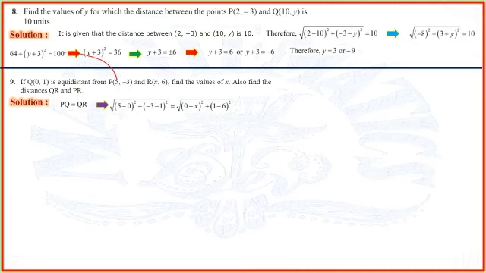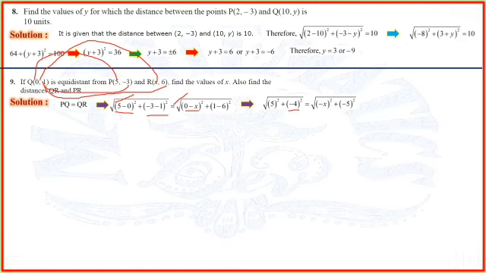This (5 minus 0) whole square and (minus 3 minus 1) whole square equals QR. Q is this one, R is this one. (x minus 0) whole square, or 0 minus x, whatever it is, and then again (1 minus 6) whole square. So square and square root will be cancelling later. We will be cancelling these two. (5 minus 0), 5 square, or (minus 3 minus 1), minus 4 whole square. So then (0 minus x) whole square plus (1 minus 6), minus 5 whole square.